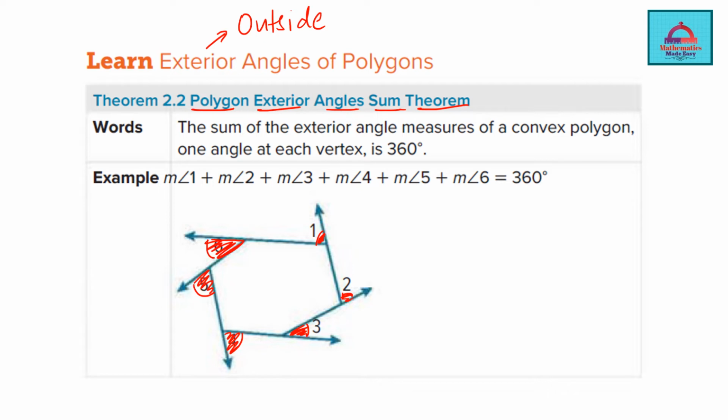What does it say? It says the sum of the exterior angle measures of a convex polygon, one angle at each vertex, is 360. So whatever is the number of sides, whatever is the number of vertices doesn't really matter here. Angle 1, angle 2, angle 3, angle 4, angle 5, angle 6. When you add all the exterior angles, the sum is always 360 degrees. So this you have to remember, you have to differentiate. Don't get confused with interior angles. If interior angle, then n minus 2 times 180, but if it's exterior angle, always 360.